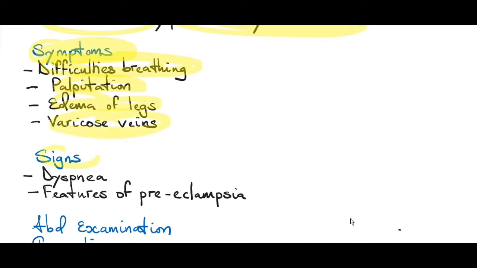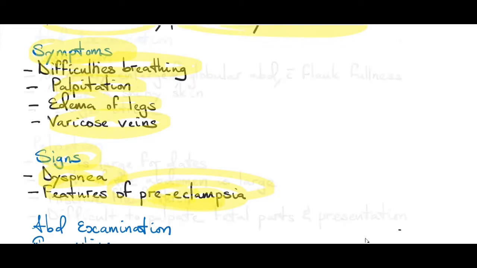The signs you will notice on the patient: they'll be dizzy, in obvious respiratory distress, and they might have features of preeclampsia. What are these features? They might have hypertension, a raised blood pressure. There might be proteinuria, so that's protein in urine, and of course the edema. Remember that chronic polyhydramnios can complicate into preeclampsia in about 25% of the cases.